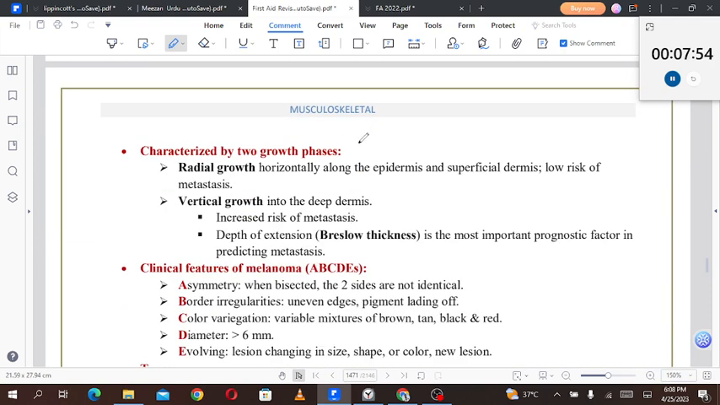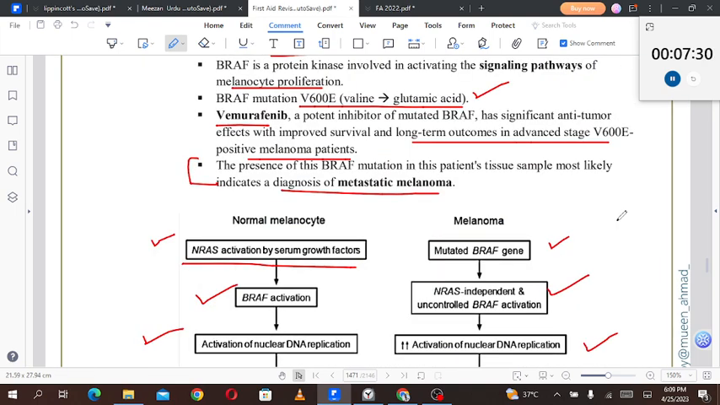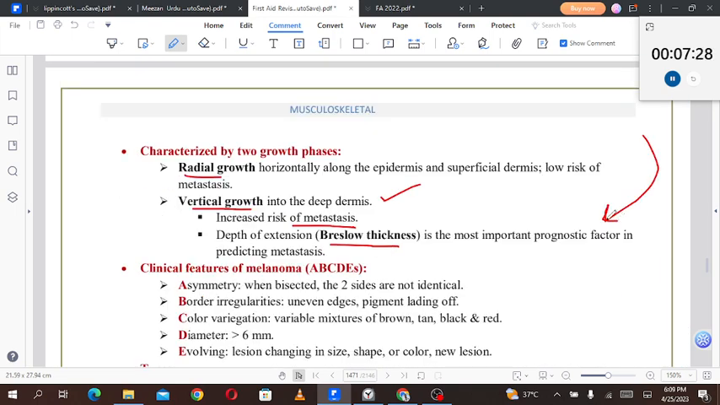It is characterized by two growth phases. The first one is radial growth and the second one is vertical growth. Radial growth is horizontally along the epidermis and superficial dermis, with low risk of metastasis. Vertical growth is into the deep dermis, with increased risk of metastasis. The depth of extension, that is the Breslow thickness, is the most important prognostic factor in predicting metastasis. So Breslow thickness in the case of melanoma is the most important prognostic factor for predicting metastasis.